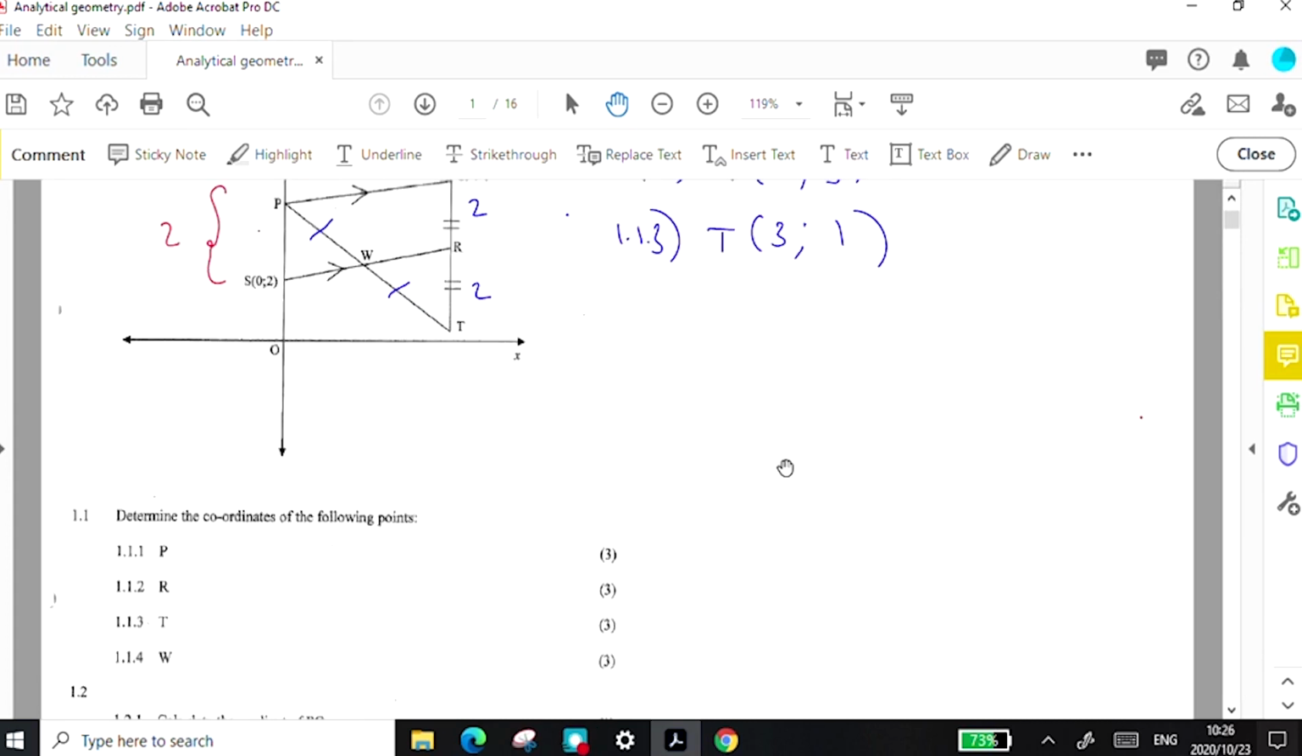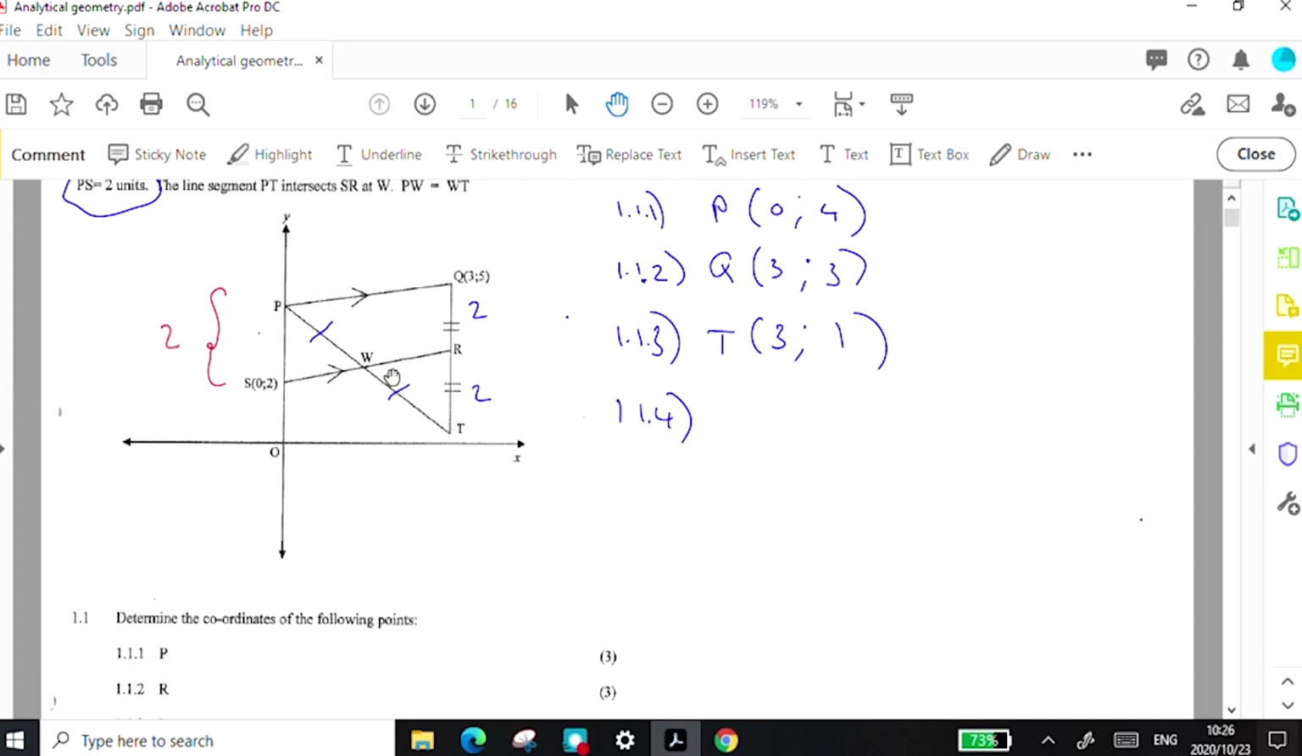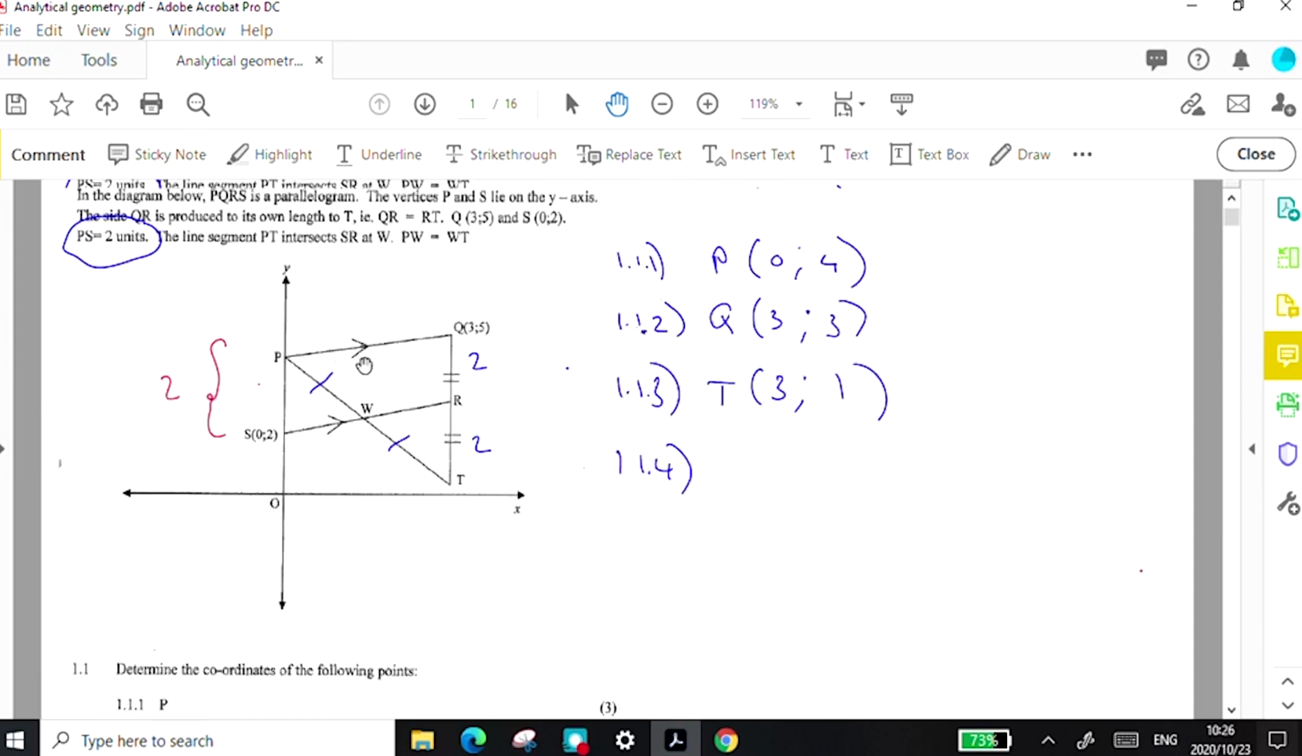And for 1.1.4, we're looking for the coordinates of w. We know the coordinates of p, and we know the coordinates of t. W is halfway between p and t. So we can use the midpoint theorem in order to find the coordinates of w.